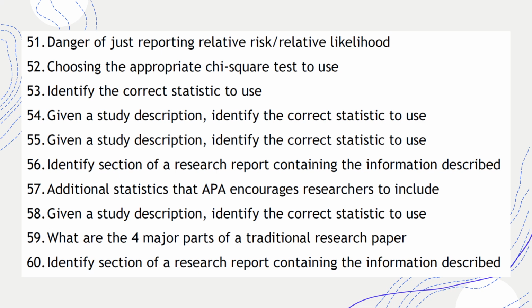Let's see, 52, choosing the appropriate chi-square test to use. And of course, this one's got 2 blanks. We only know about 2 chi-square tests, so as long as you know which one goes with the 1 nominal variable situation and which one goes with the 2 nominal variables, you'll be fine.